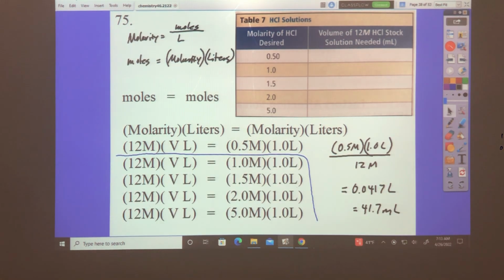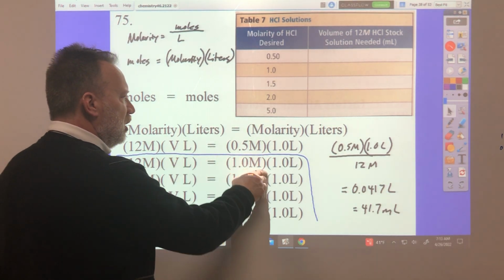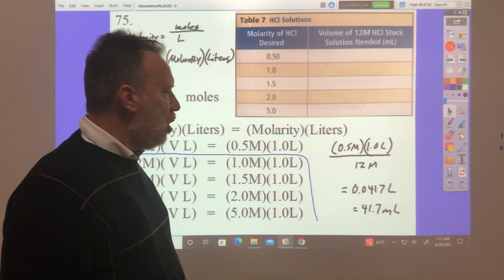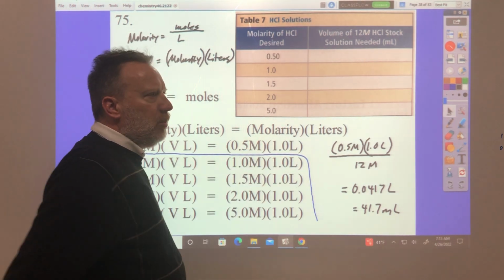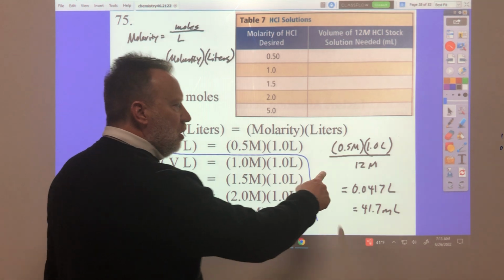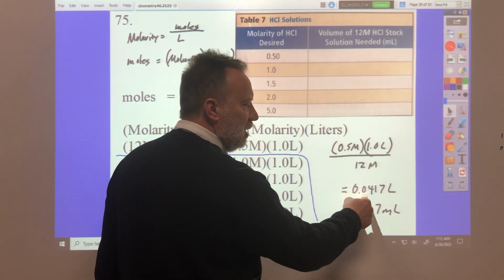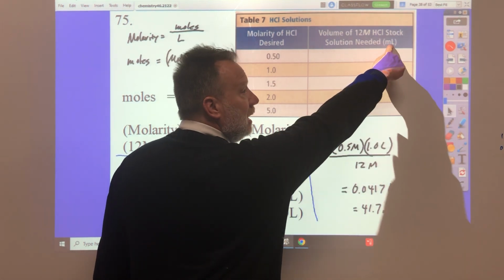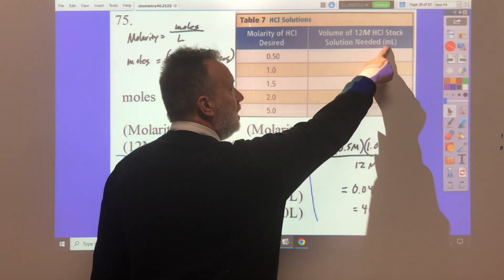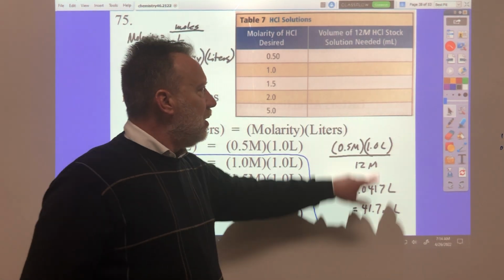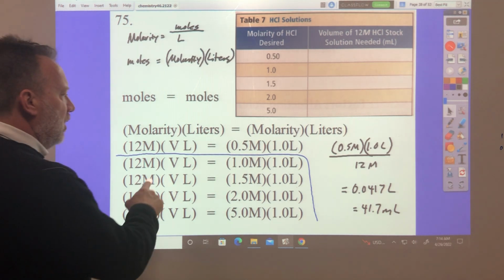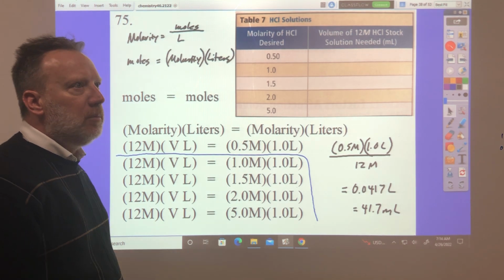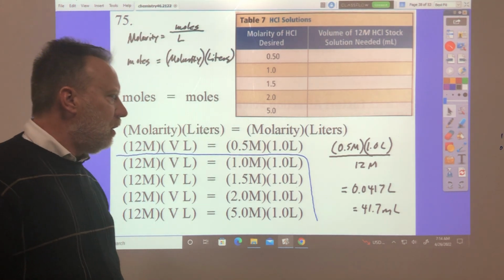So this is the way it sets up. Let's just do the first one. 0.5 times 1 is 0.5. In this case, the unit would be moles. And divided by 12. Well, whatever that is, 0.5 divided by 12 is 0.0417 liters, or 41.7 milliliters, because this wants to know how many milliliters we need of the concentrated. So that will go here. On the next one, 1 times 1 divided by 12 would be a 12th. So it'd be a 0.04, no, that's not it.